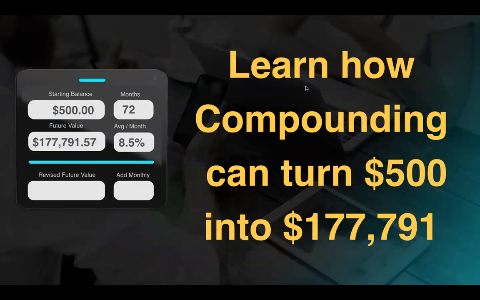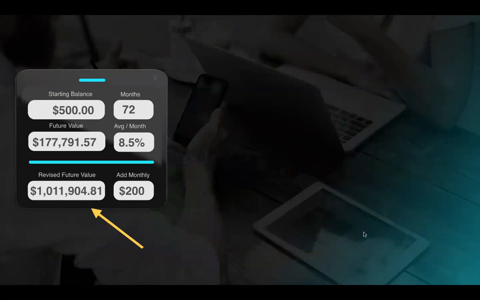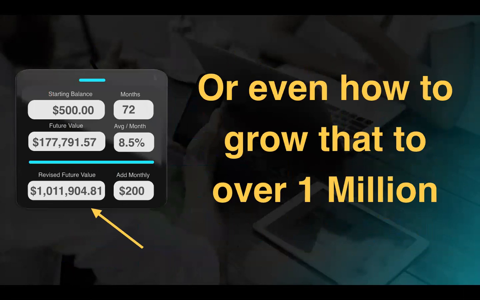We're going to show you how you can use compounding to grow $500 into $177,000 and even how to grow that to over $1 million. Don't misunderstand though. We're not giving you investing advice. We're not encouraging you specifically to invest. That's a decision you have to make individually.